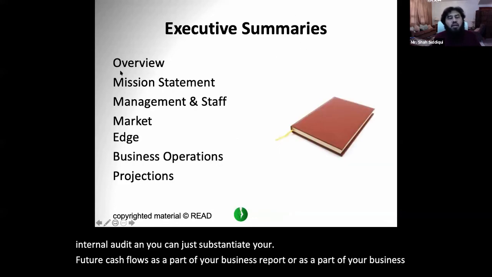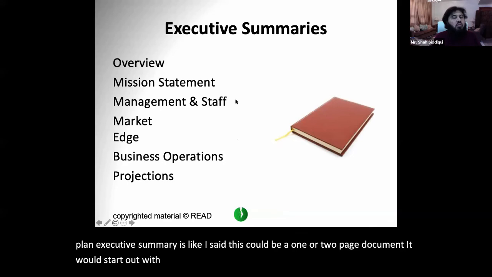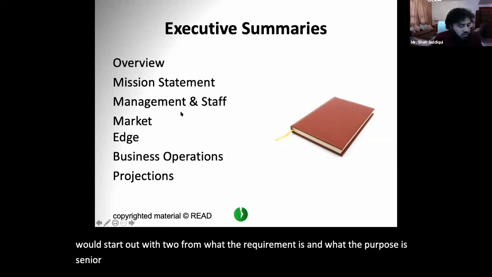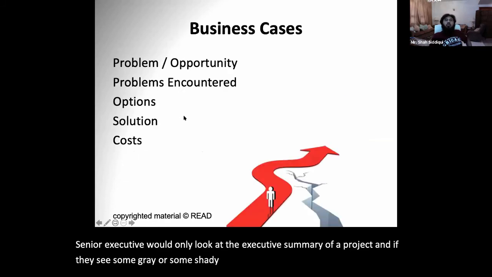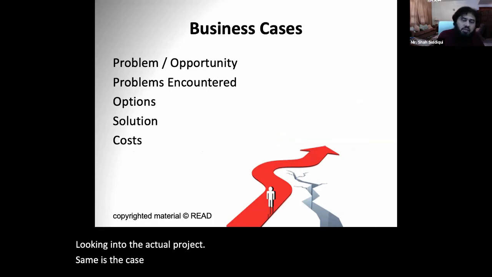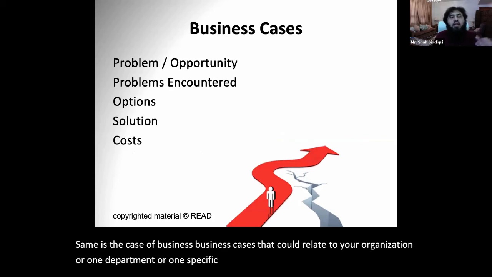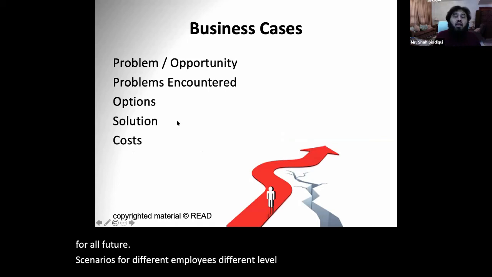Executive summaries, like I said, this could be a 1 or 2 page document. It would start out with to, from, you know, what the requirement is, and what the purpose is. Senior executives will only look at the executive summary of a project. And if they see some gray area or some shady stuff, then they will go into looking into the actual project. Same is the case with business cases that could relate to your organization or one department or one specific project. And then this will be used as a study for all future scenarios for different employees, different levels. Business students learn a lot from business cases.